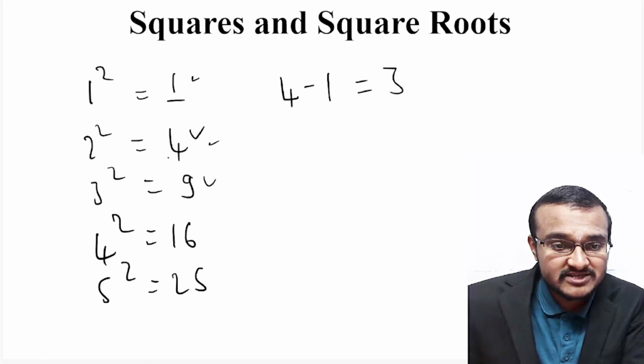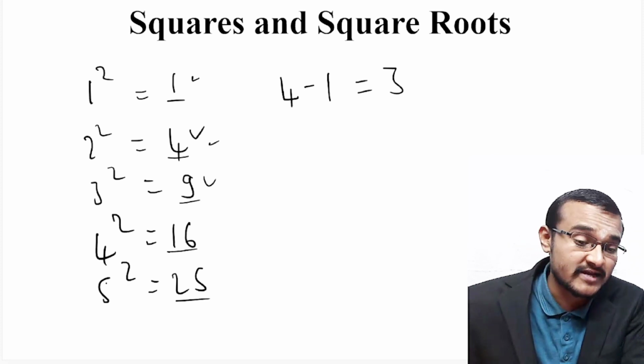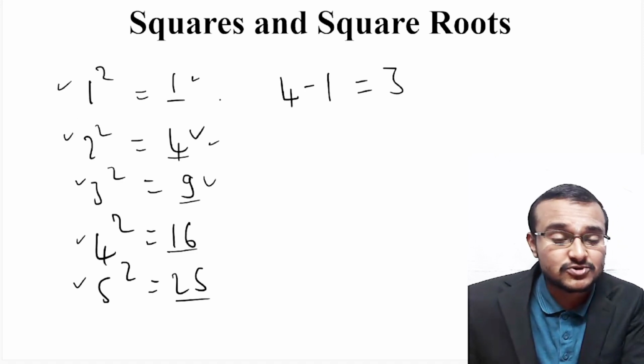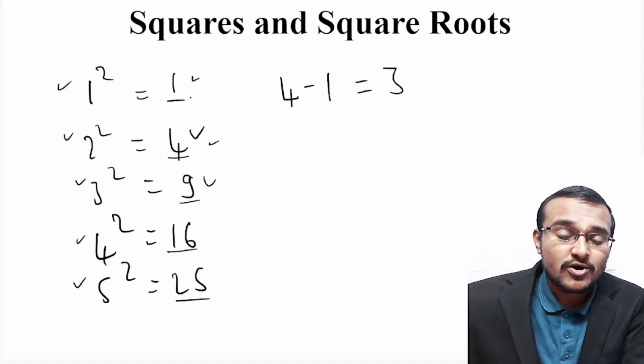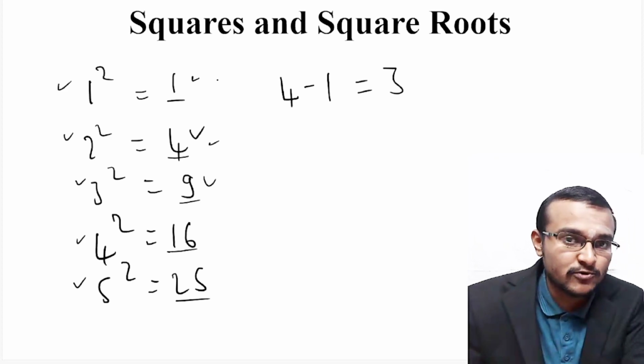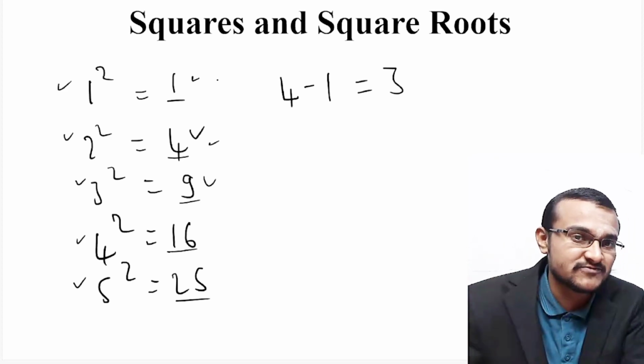1 is a perfect square, 4 is a perfect square, 9 is a perfect square, 16 is a perfect square, 25 is a perfect square. That is because their square root has natural numbers as its result. So there are no decimals or fractions here. So 1 is a perfect square. After 1, the next perfect square is 4, because after 1, the next number is 2. So if you take the square of 2, it is 4.